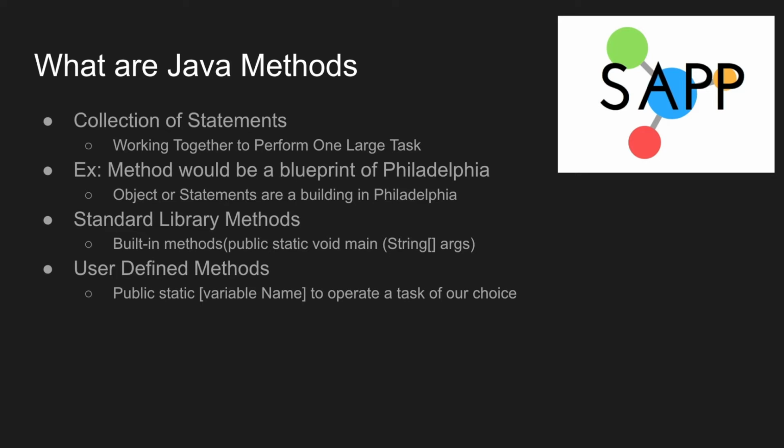So there are two types of methods. There's standard library methods and user-defined methods. Standard library methods are built-in methods, and they are used in public static void main String args. This is already a method that's created by Java if you are going to run something on the console. A user-defined method is your own method to operate a task of your own choice in addition to the standard library method. And in order to do this, you have to write public static and your method name.